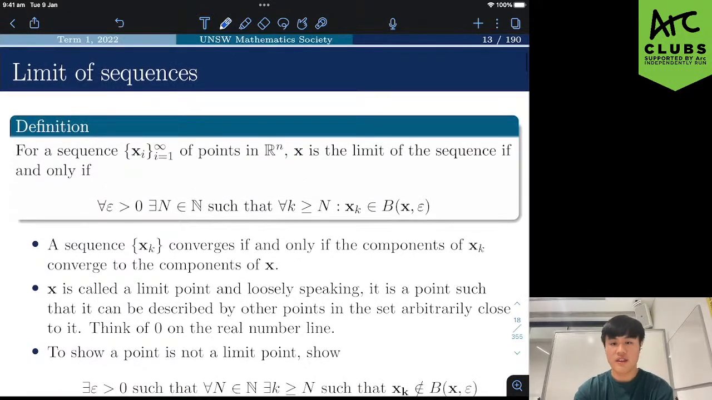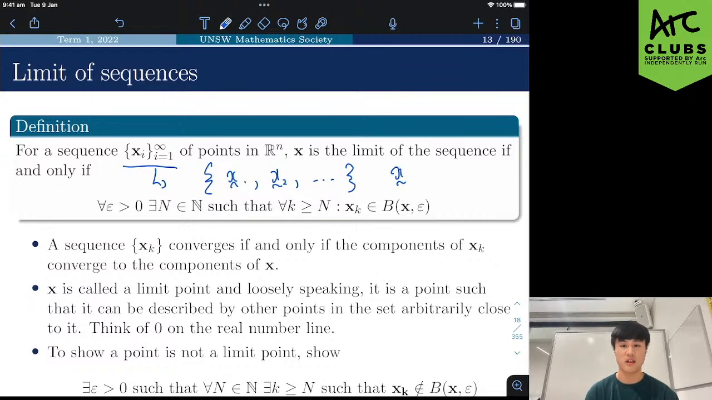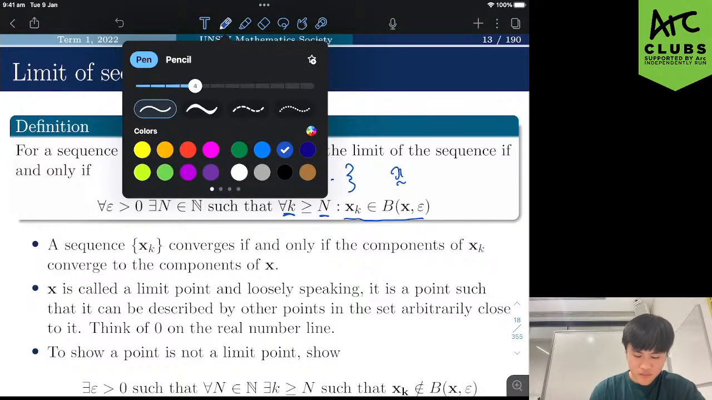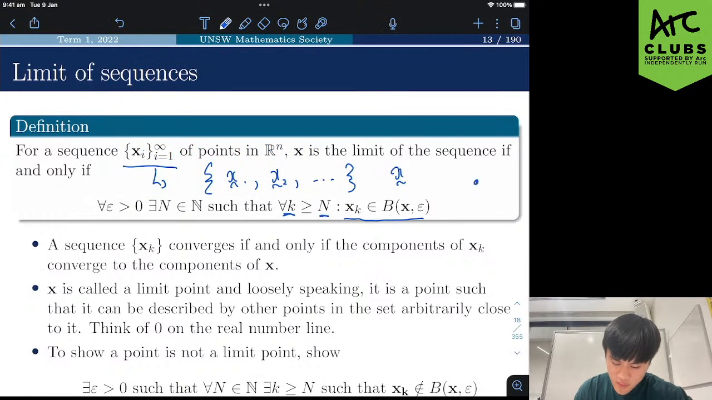Alright, the next part we're going to look at is the limit of sequences. By definition, if we have a sequence like such, which essentially means it goes from x1, x2, all the way down to infinity, then x here is the limit of the sequence if and only if for all epsilon larger than 0, there exists a natural number n such that for every k larger than n, x_k is inside the ball of x around epsilon. That sounds like a lot of mathy terms. So to draw this graphically, just say we have some x here.